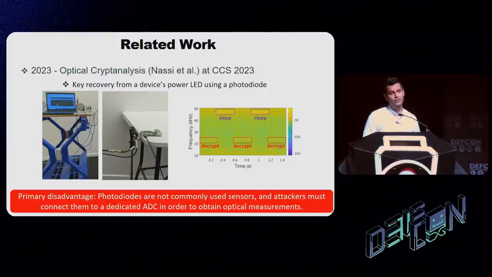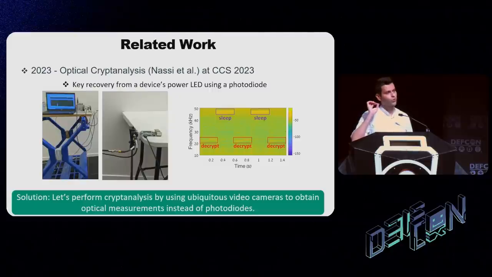Moreover, in order to obtain optical measurements from a photodiode, attackers must connect it to a dedicated A2D in order to sample the electrical output of the photodiode, okay? And the idea we had back then was to go from a photodiode to a video camera, okay? Instead of using a photodiode, we will use a video camera to obtain the video footage from the power LED of the device. Now, with that in mind, I will let Ofek discuss the threat models and the rolling shutters.